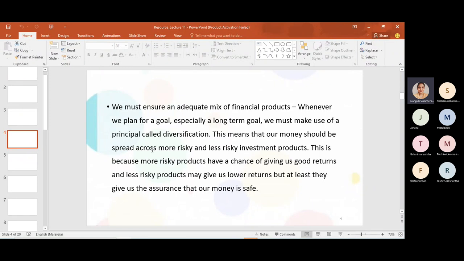Okay, so what is the advantage? Why am I saying so? What is the advantage of investing in both more risky and less risky projects? Okay, because more risky projects have a chance of giving us good returns. For example, starting up your own business, that is a more risky project, because you never know whether you will succeed or not, right? You never know whether it will be a success or not.